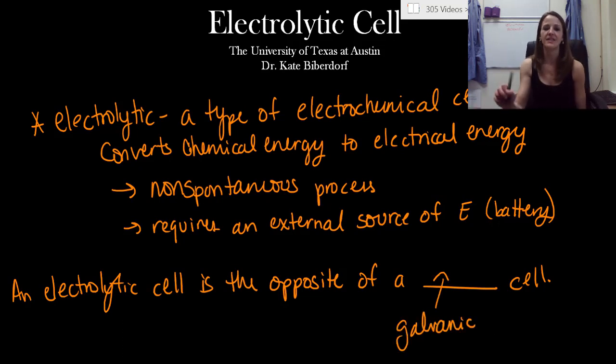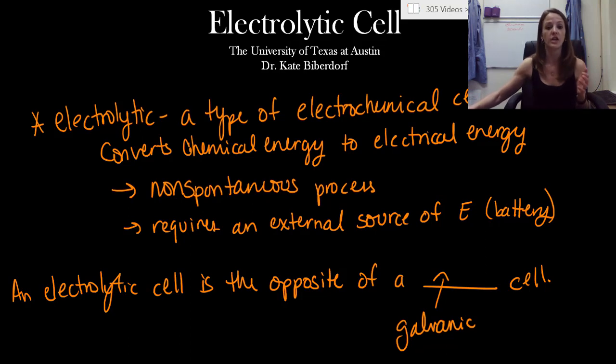A galvanic cell is also an electrochemical cell. That's the main thing we have to understand. Electrochemical cell is the global term, and then you can break that apart into either a galvanic cell, which is spontaneous, happens on its own and just magically transfers the electrons, or an electrolytic cell, which is the opposite. This is something that needs a battery. It will not occur on its own.